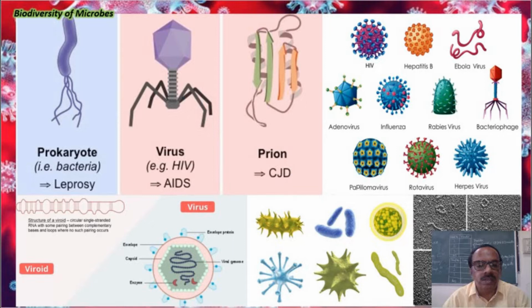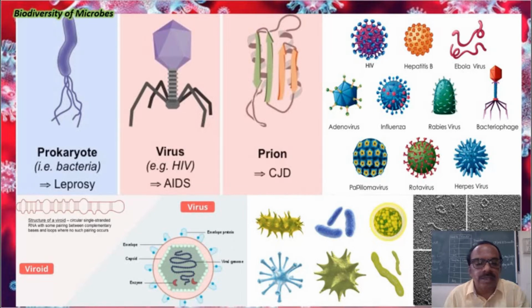You are also seeing the different types of viruses. You are seeing the prokaryote, that is bacteria. On one side we have virus. The example that you are seeing is a bacteriophage. And we have prion, which is nothing but a protein molecule that is also considered to be living. You are seeing the different types of viruses on the right hand side. There is HIV, hepatitis B virus, Ebola virus, bacteriophage.